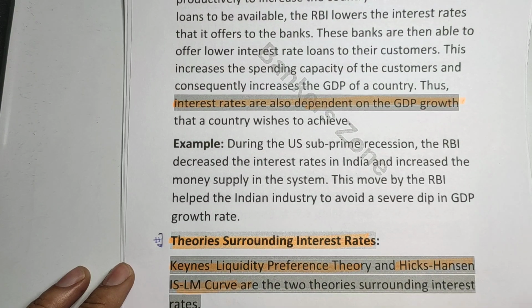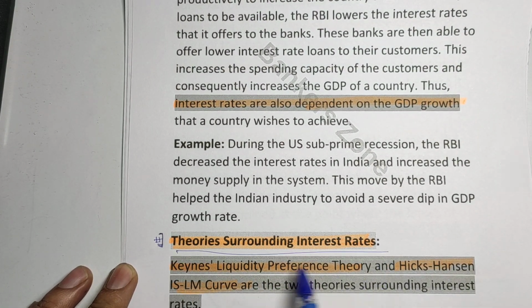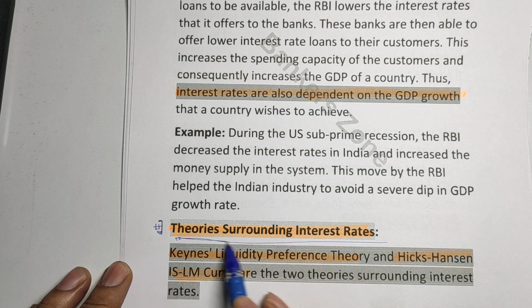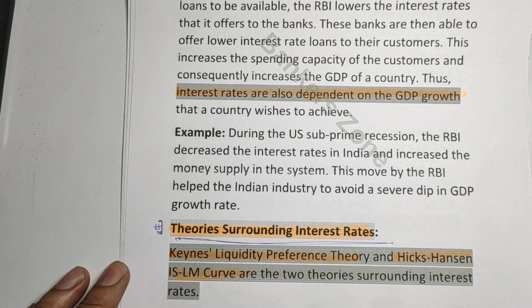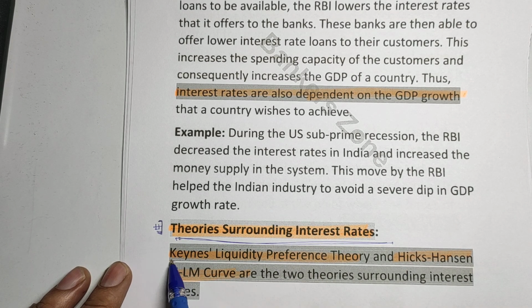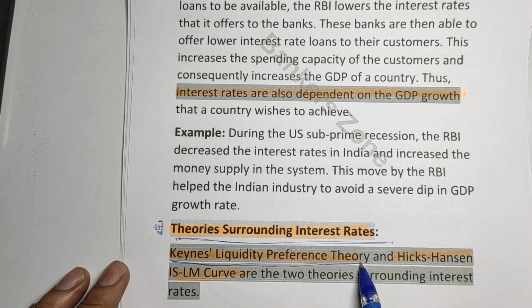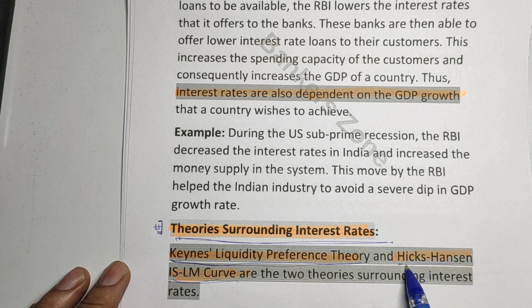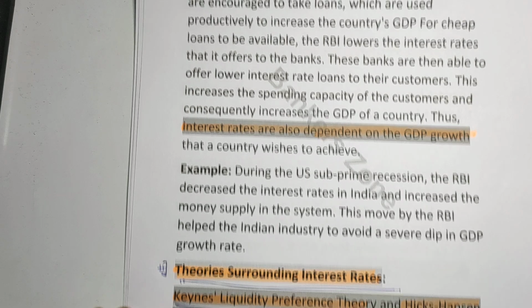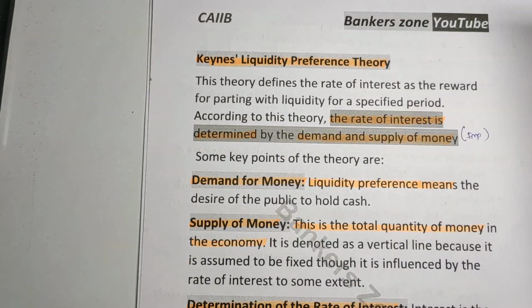What is the core part? Theories of interest. The core part of the unit is the theories of interest. In this, what we have to study mainly is the Keynes liquidity preference theory and the Hicks-Hansen ISLM curve. So friends, let's move to the next.